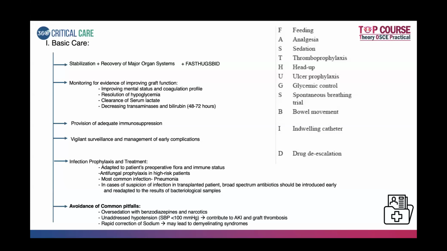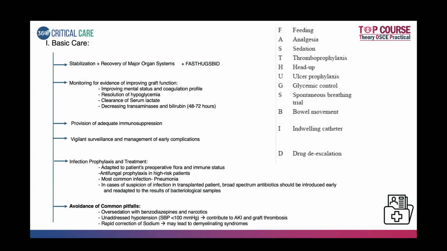And the most important thing is avoidance of common pitfalls. Because in anesthesia, there is a saying: you do one mistake, you are spared, but when you do two mistakes, there is some big complication or catastrophe that is going to happen. In transplant recipients, there is no room for even a second mistake, because even a small mistake is going to create a big blunder. So it has to be taken care of very prudently. You need to avoid common pitfalls.